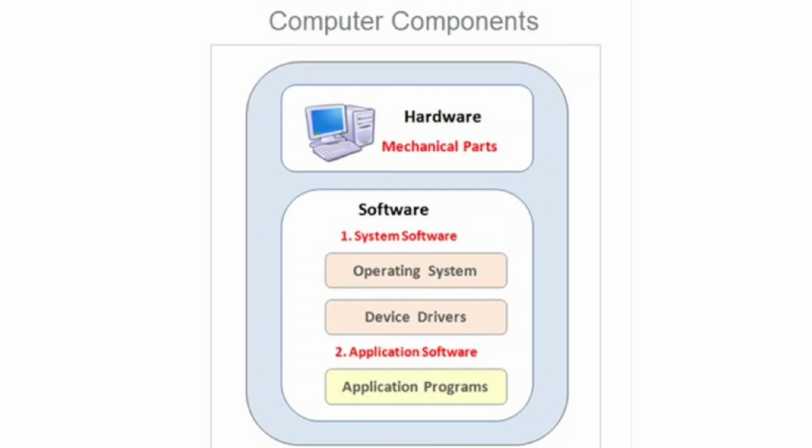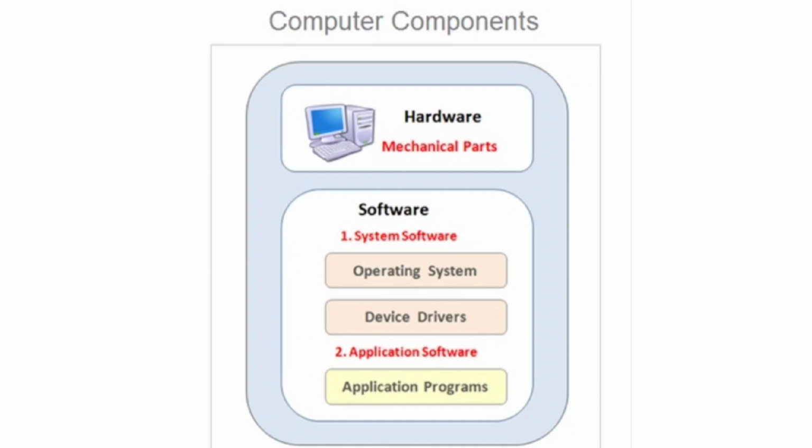Next one is computer components. Here you should know about hardware and software. We can split into two parts. Hardware means mechanical parts, that means wired, the physical components of the computer. And software means not wired, so wireless. You are going to install the software and then you are going to work on that platform.